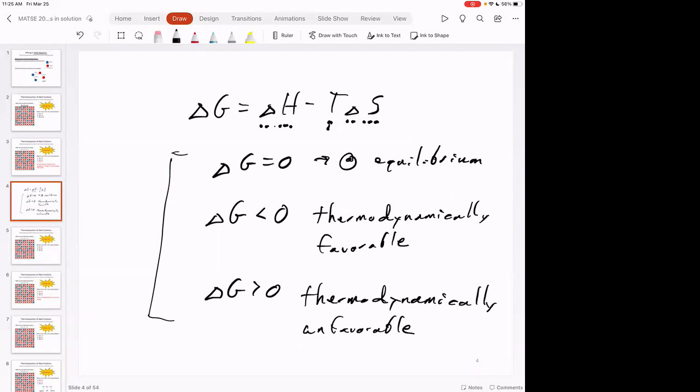So that was the most important slide anyway. So remember these rules and think about in terms of, will it happen, won't it happen, versus kinetics. All right.